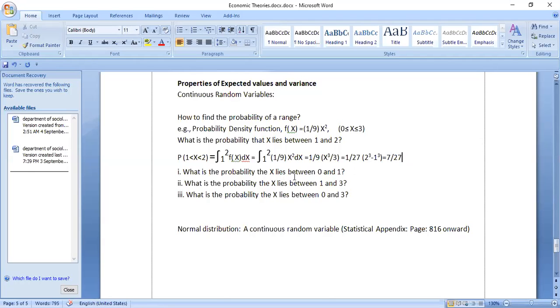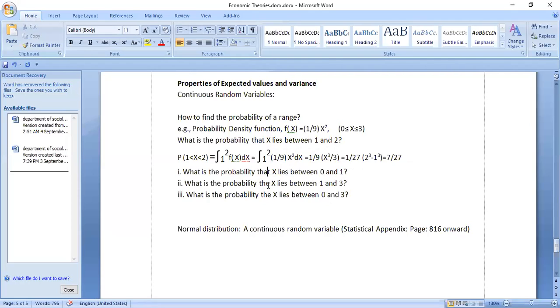What is the probability that x lies between 0 and 1? What do you have to do? Integrate, from 0 to 1. And again, between 1 and 3, integrate between 1 and 3.